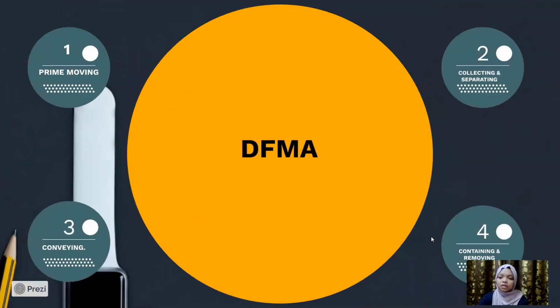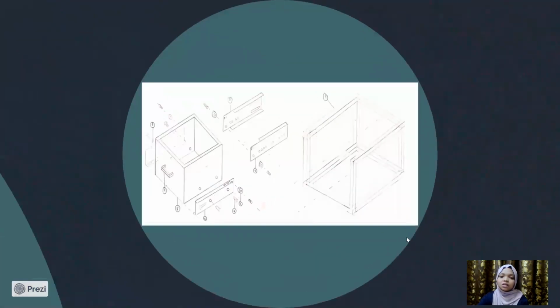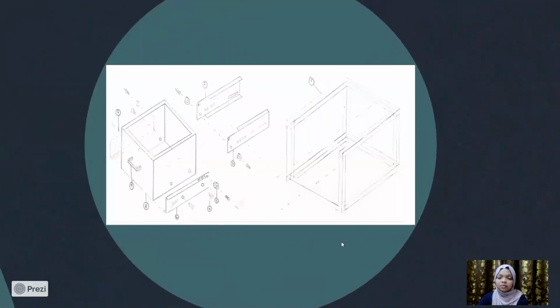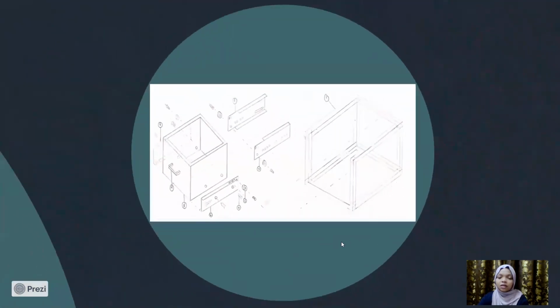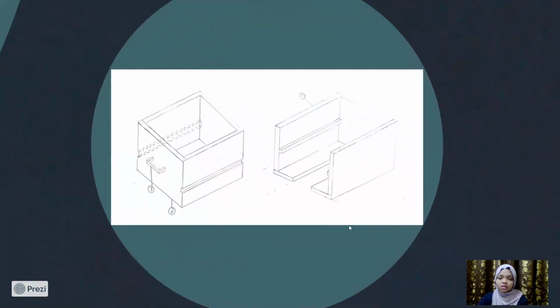The last one is containing and removing part. For containing and removing part, this one is the final design. And then this is after. As you can see, there are a lot of parts that we can reduce. For example, there is no drawer slide, roller rail, roller wheel, cabinet shoes, or roller rail for right and left.